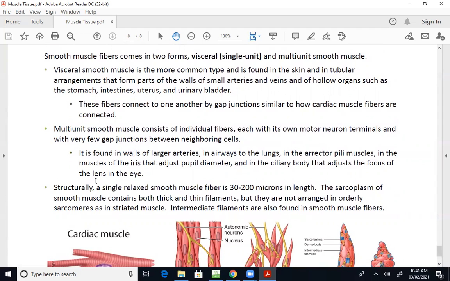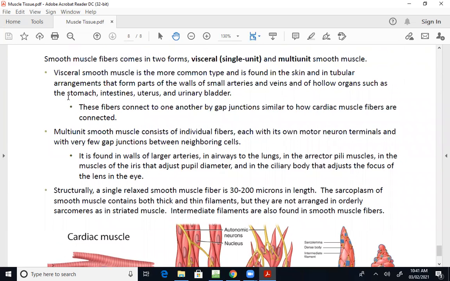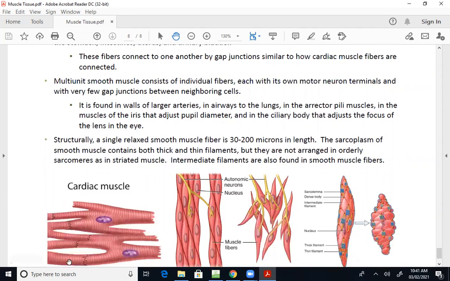Okay, two forms of smooth muscle fibers exist, what we call visceral or single unit and multi-unit, shown in our middle pictures here, A and B. Visceral is the more common type, found in the skin, tubular arrangements that form parts of the wall of small arteries and veins, as well as hollow organs such as the stomach, intestine, ureters, and bladder. They're like our cardiac muscle in that each cell is not innervated directly by a neuron, but they're connected to one another by a gap junction.